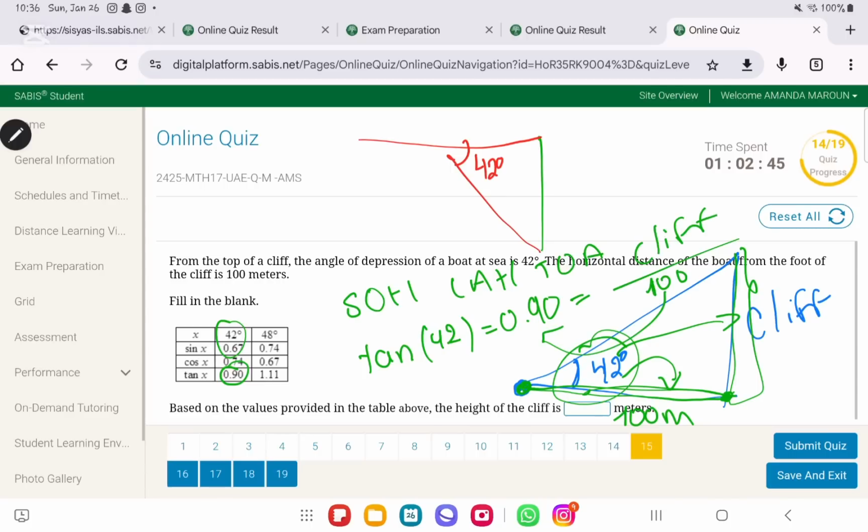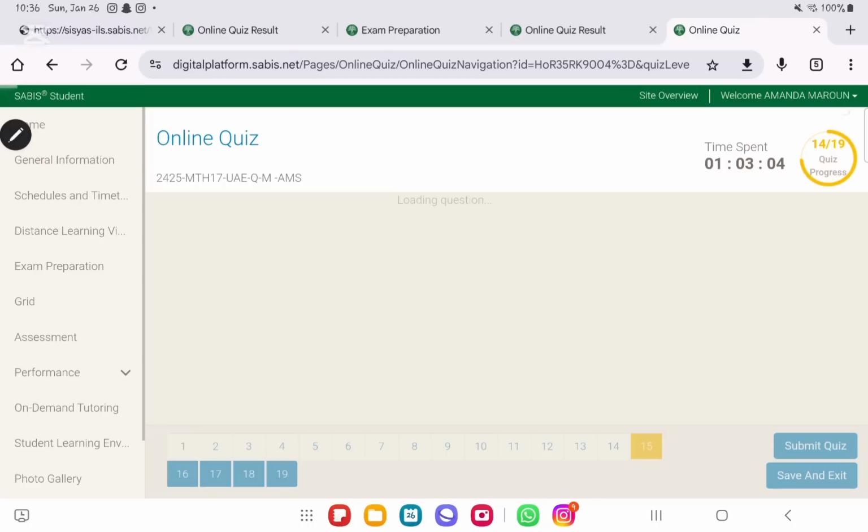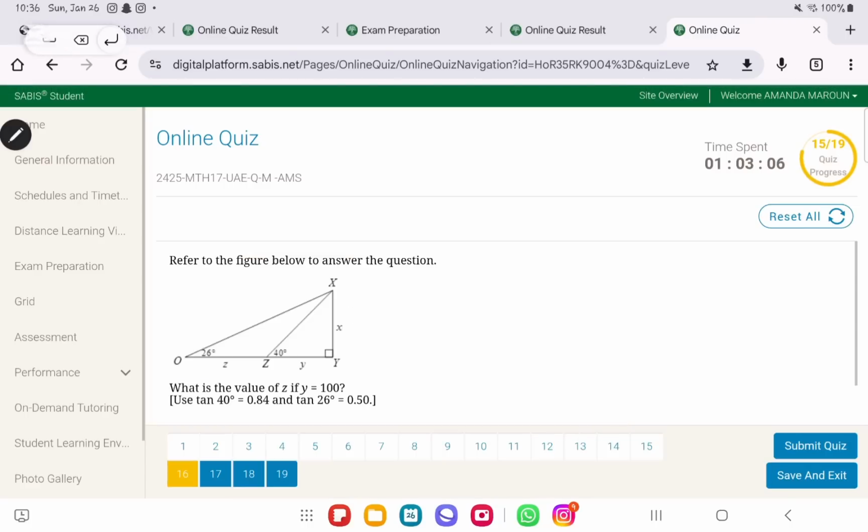So you are going to cross multiply. You are going to get 100 times 0.90, and you're going to get an answer of 90. So the height of the cliff is 90 meters, not 90 degrees. I apologize. Okay, so we move on to question number 16.